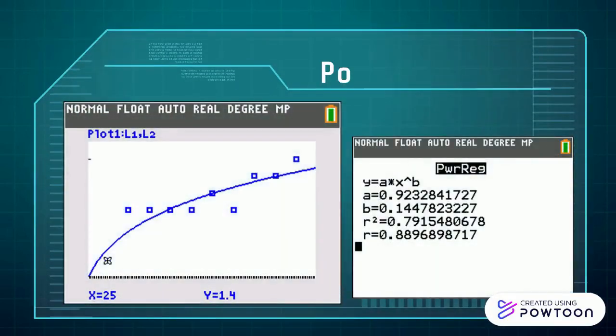Our second graph, which is the power model graph, representing y equals ax to the power of b, which gave us our exponential curve for the values. The R-squared value is 0.791 rounded off to 3SF. This graph has a generally positive gradient, which supports our hypothesis.